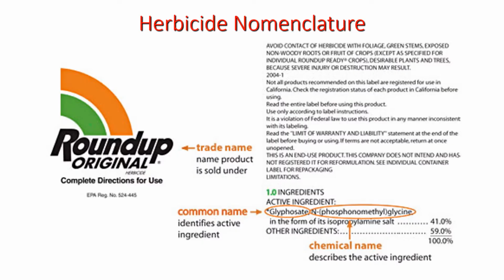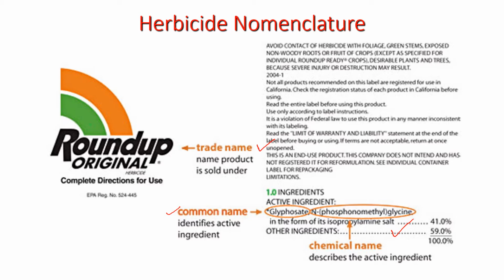Before you handle herbicides, make sure you read the label first. Understanding the herbicide nomenclature is a must. You need to know the active ingredient, the trade name, the common name, and the chemical name.